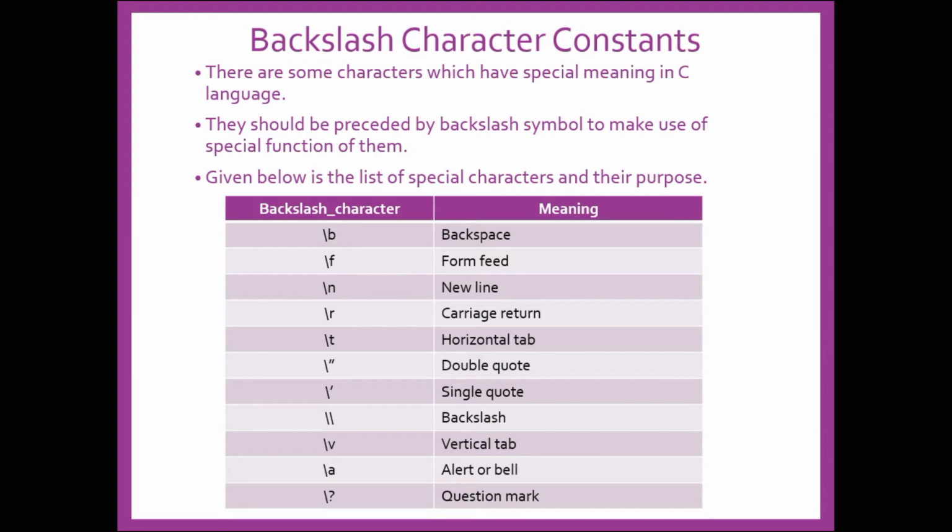When you will use these backslash character constants in printf function, they will give their effect in output, but they are not printed in the output. So let us see some backslash character constants. So in C language, \b is used for the backspace. It will create the backspace when you use \b in printf function.